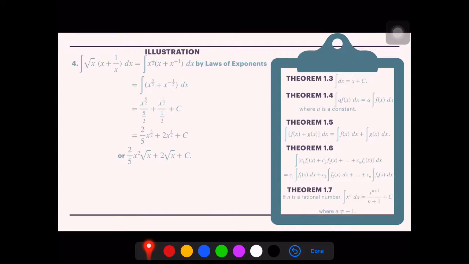If you want to review the laws of exponents, just click the eye icon there at the upper right corner of your screen and you will be redirected to that video.